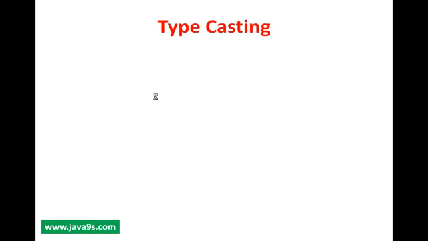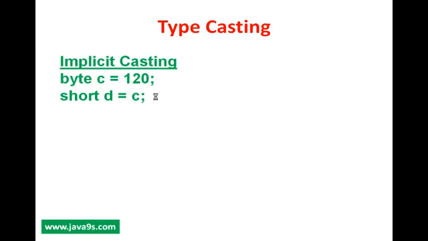Now I would like to explain this with an example. Here you can see that I am declaring a byte C is equal to 120. 120 is within the range of byte, because on the positive side it can hold up to 127. So when I am assigning this byte to a short, it will directly take it. There's no problem in assigning this to a short data type.